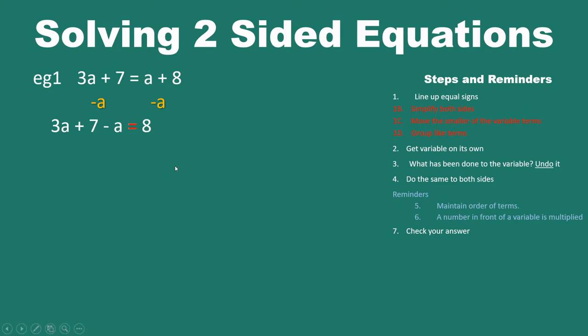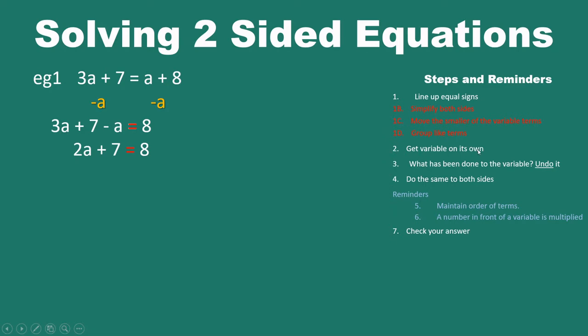Now I can simplify by grouping our like terms. So my like terms, which I was trying to get together, are my variable terms. 3A minus A is 2A. So I have 2A plus 7 equals 8. Now notice that I no longer have a two-sided equation here. I now have a single-sided equation, and I've finished those extra steps that I mentioned before, so I'm ready to continue on solving as we've done before.